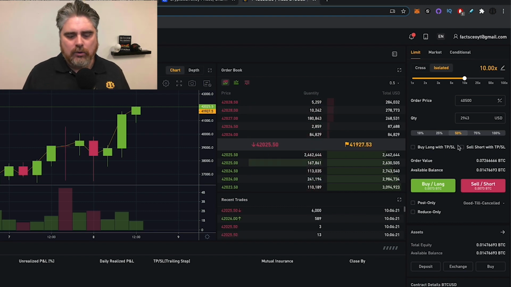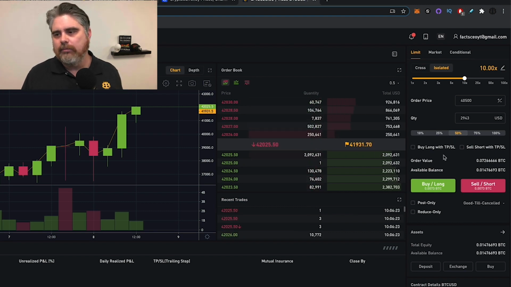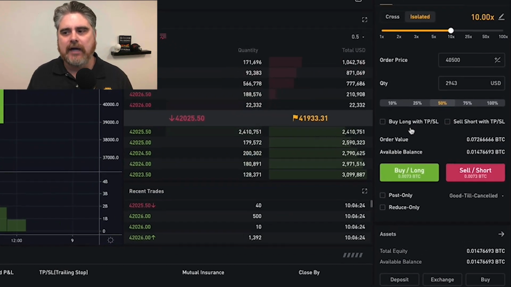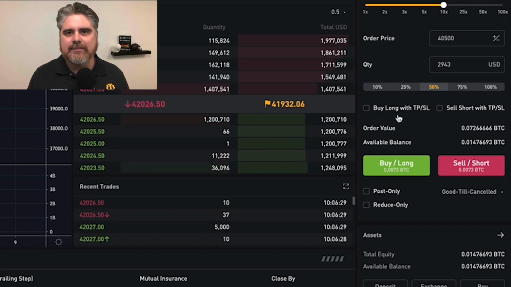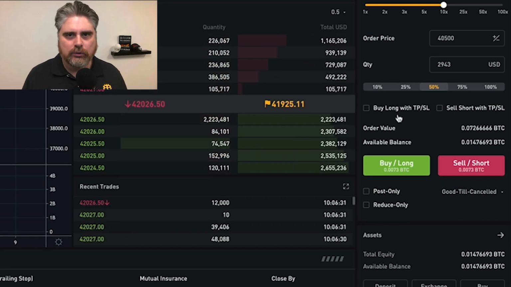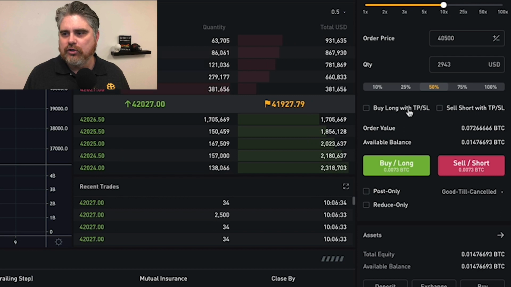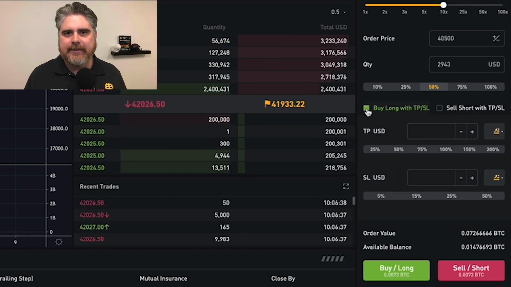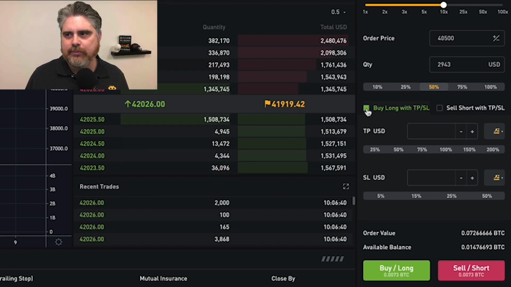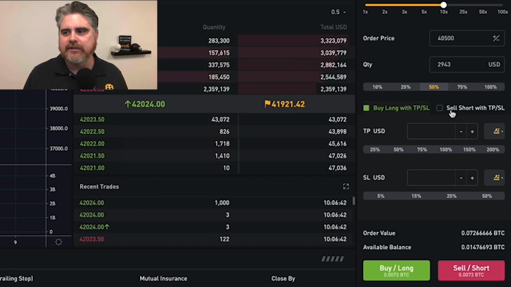So next, we're going to talk about taking profit and stop losses. This is how you automate your trades and how you keep things safe, okay? So you don't lose all the money in your account. So right here, what I would want to do is I would click buy long with TP/SL, that stands for take profit or stop loss, or obviously sell short.